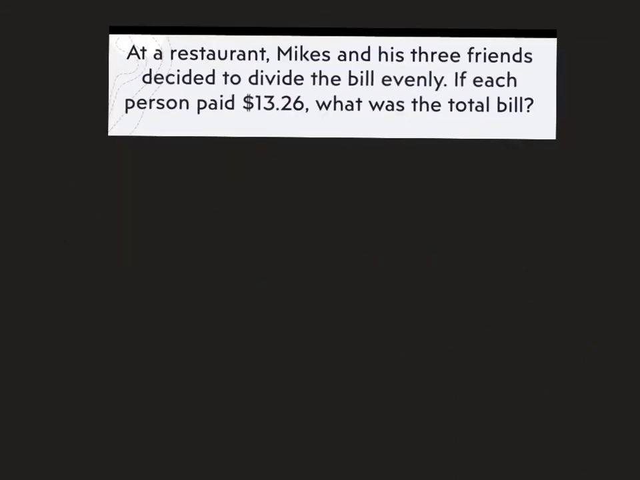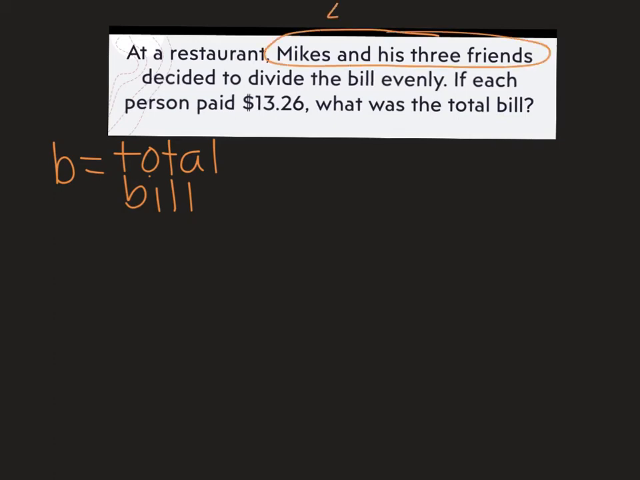All right, guys, our last slide says, at a restaurant, Mike and his 3 friends decide to divide the bill evenly. If each person paid $13.26, what was the total bill? So I'm going to make my variable B, and that's going to stand for my total bill. So be a little careful with problems like this. It says Mike and his 3 friends, which means it's 4 total people. Okay, so we have the number 4 and we have 13.26 as well.